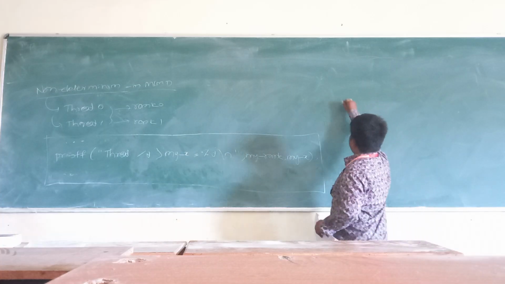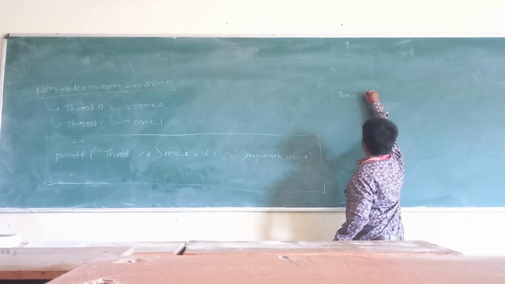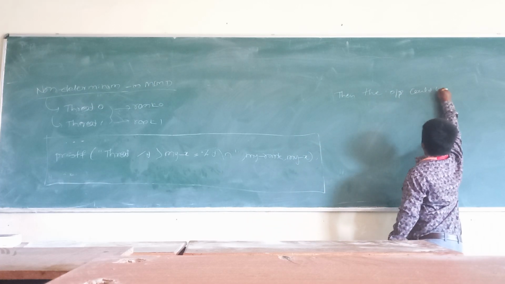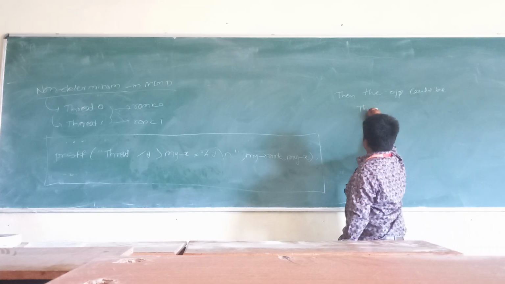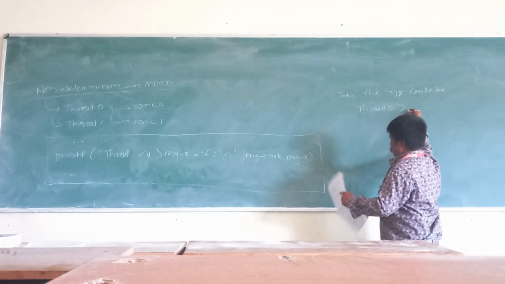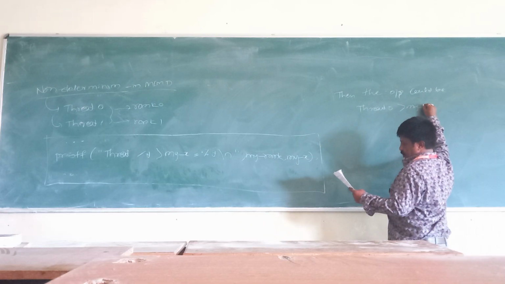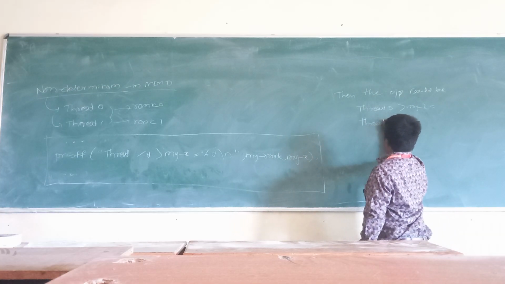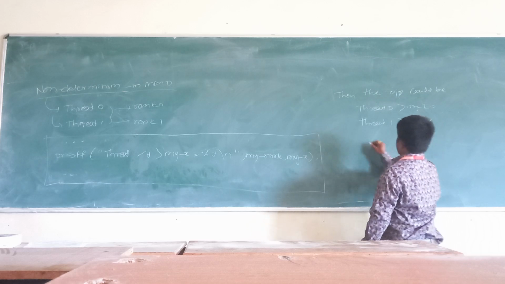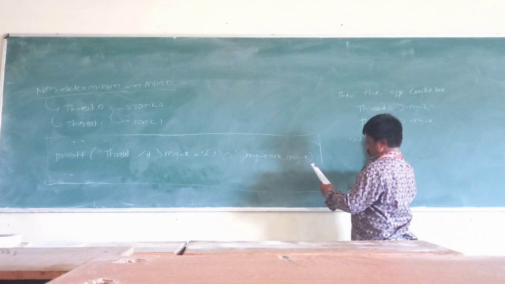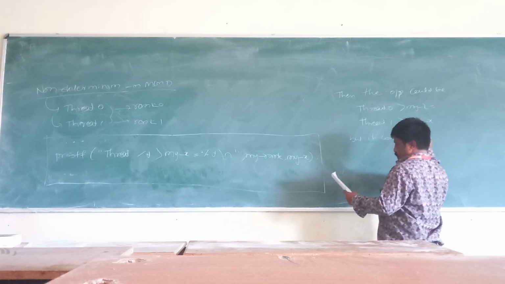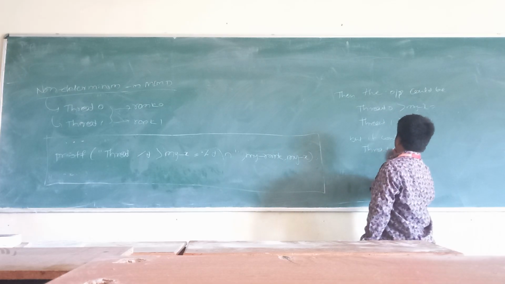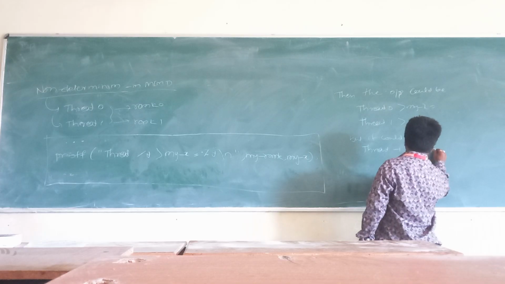Then the output could be written as: thread 0 my x, thread 1 my x, and it could also be thread 1 my x first.